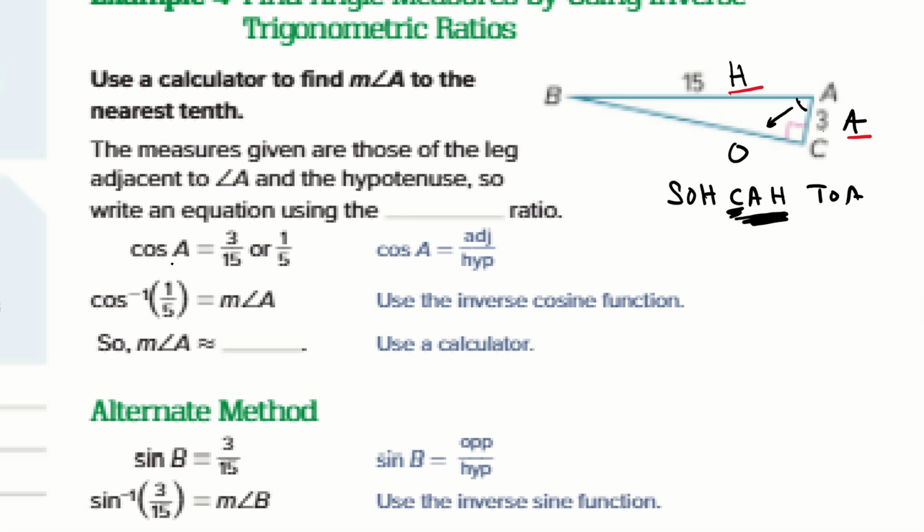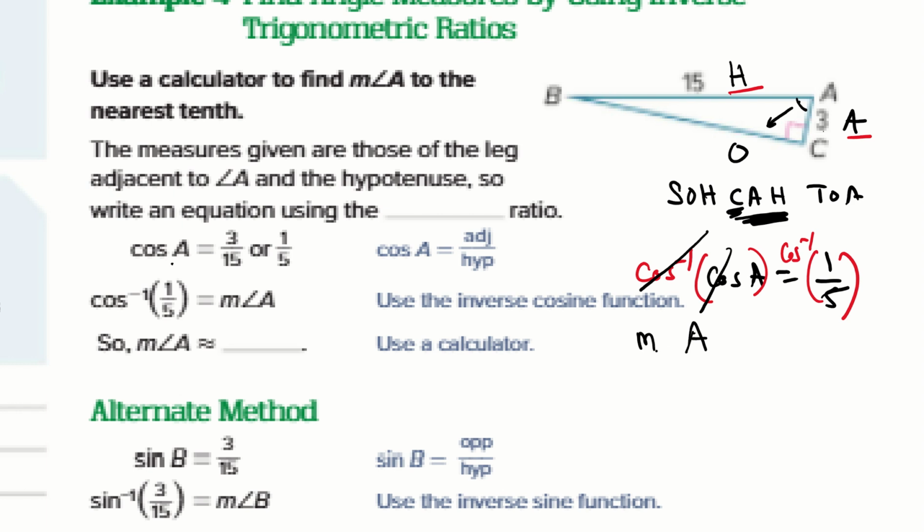And then, if cosine A is 1/5, how do we get rid of the cosine? Well, we have to do the inverse cosine of both sides. And so notice that these cancel, leaving me with angle A, the measure of angle A. When I do cosine of A, I really should be saying cosine of the measure of angle A. That's really what I should be saying. It is equal to the inverse cosine of 1/5. Then we do that on the calculator, and we'll show you how to do this on Desmos.